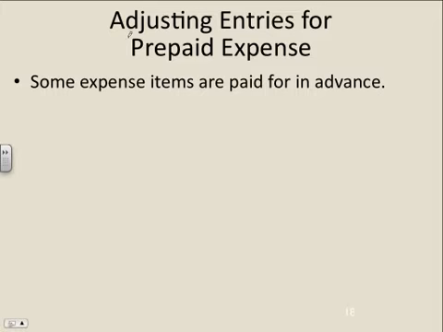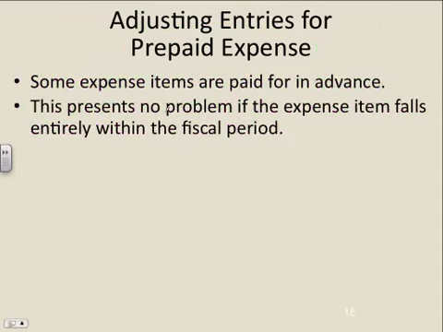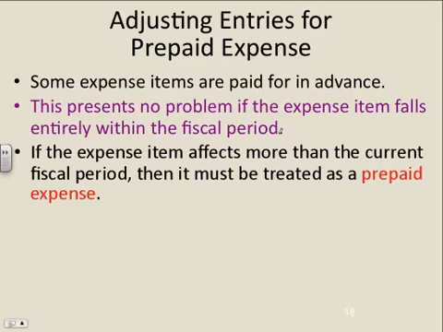Prepaid expense, I want to tell you right off the bat, this is not an expense account. This is an asset, okay? This seems a little bit misleading, but it's something you need to take into account right away. Some expense items are paid for in advance. So for example, rent is paid for in advance and things like insurance. This presents no problem if the expense items fall entirely within the fiscal period. However, if they affect more than one fiscal period, then it must be treated as a prepaid expense.